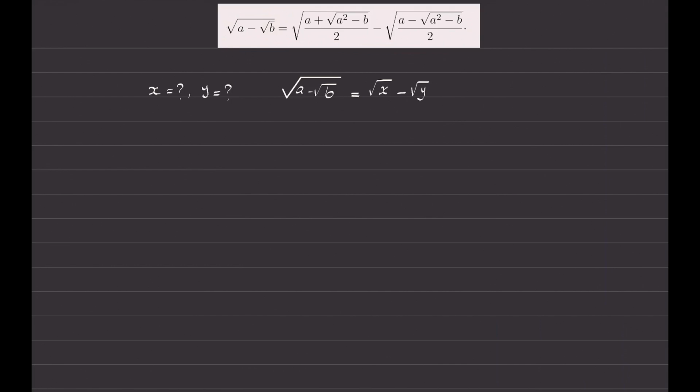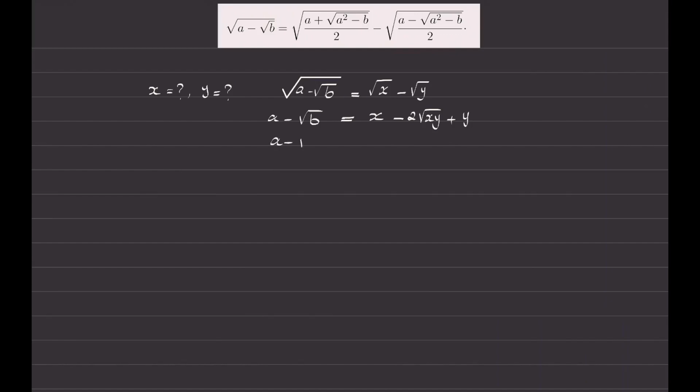Okay, I have square roots involved, so it is not hard to realize that the best thing might be to raise both sides to power 2. So this one becomes the first one squared minus 2 times the first one times the second one, and then plus the second one squared.